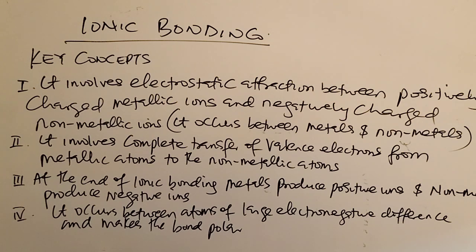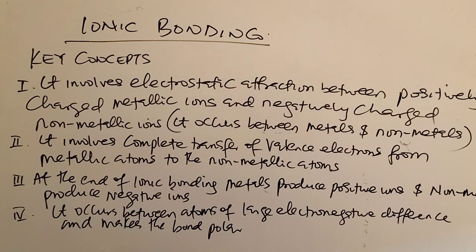Number 3, at the end of ionic bonding, metals produce positive ions and non-metals produce negative ions. Since we say that ionic bonding involves transfer of electrons from the metals to non-metals, when a metal loses electrons, it becomes positively charged. We'll call that a cation. Then when a non-metal accepts electrons, it becomes negatively charged, and we'll call that ion of a non-metal, the negative charge, an anion. Number 4, it occurs between atoms of large electronegative difference and makes the bond polar.